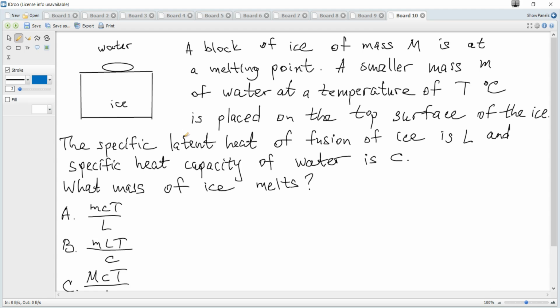A block of ice of mass capital M is at a melting point. A smaller mass m of water at a temperature of T degrees Celsius is placed on the top surface of the ice. The specific latent heat of fusion of ice is L and specific heat capacity of water is C. What mass of ice melts?